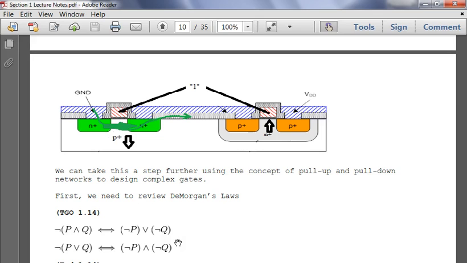The other portion of De Morgan's law is that not (P or Q) is equivalent to not P and not Q. And by using these De Morgan's laws, you can actually figure out the exact layout of the transistors.